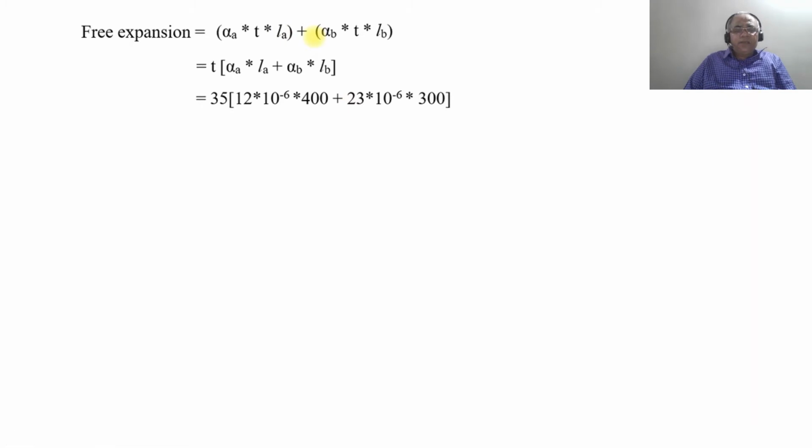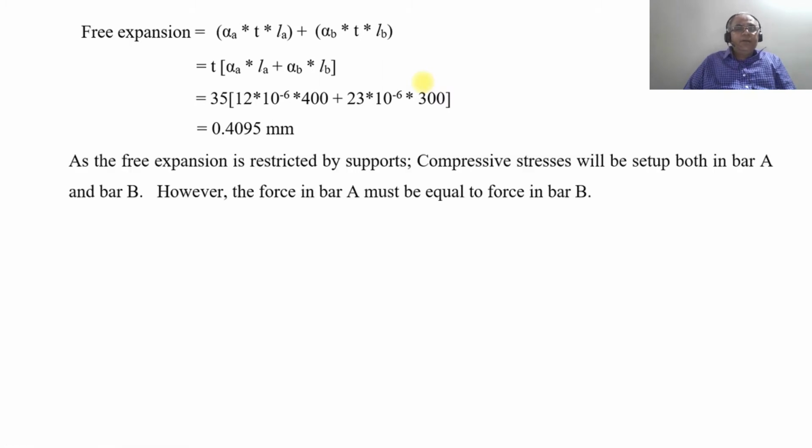If you substitute the value of the temperature change, which is 35, into alpha A, which is 12 into 10 to the power of minus 6 into 400, plus 23 into 10 to the power of minus 6 into 300, the length of bar B, then on simplification you get the free expansion as 0.4095 mm.